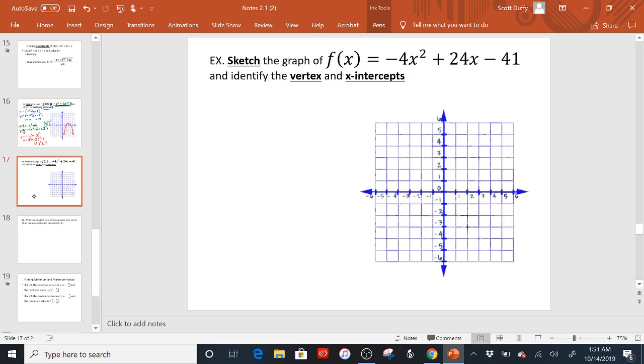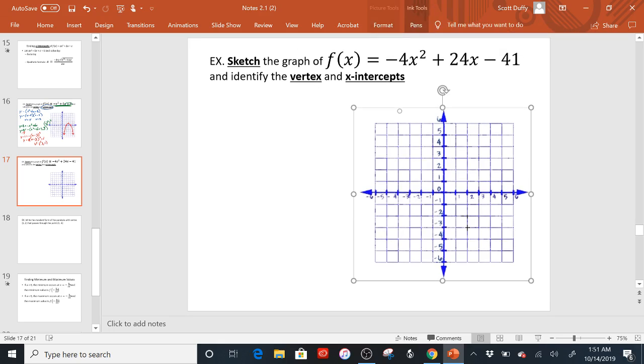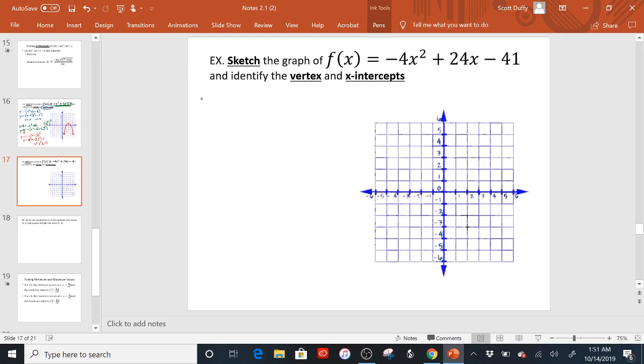Next one. Okay, let's do completing the square first, because this is not going to be a nice one to factor. So we're going to have to use the quadratic formula. So first thing I'm going to do is move that negative 41 to the other side, make it positive 41. Then I'm going to factor out the negative 4. Then I have to figure out what I'm adding there. Make sure that's 41.